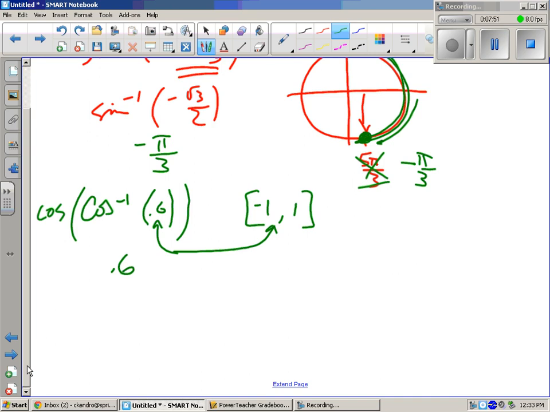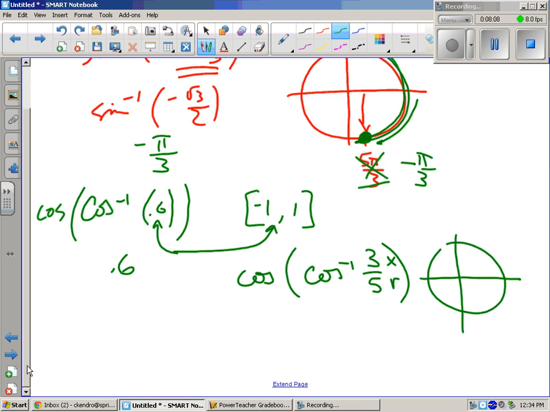Now, if that doesn't make a lot of sense, what you can do is make 0.6 into a fraction, and now you know that this is x and this is r because it's the cosine of some angle. So if I draw positive 3 and 5, I don't really even need that, but I know it's 4. What's the cosine of this triangle? Well, it's still 3/5, so it's still 0.6. So you kind of go around in circles a little bit with some of these.